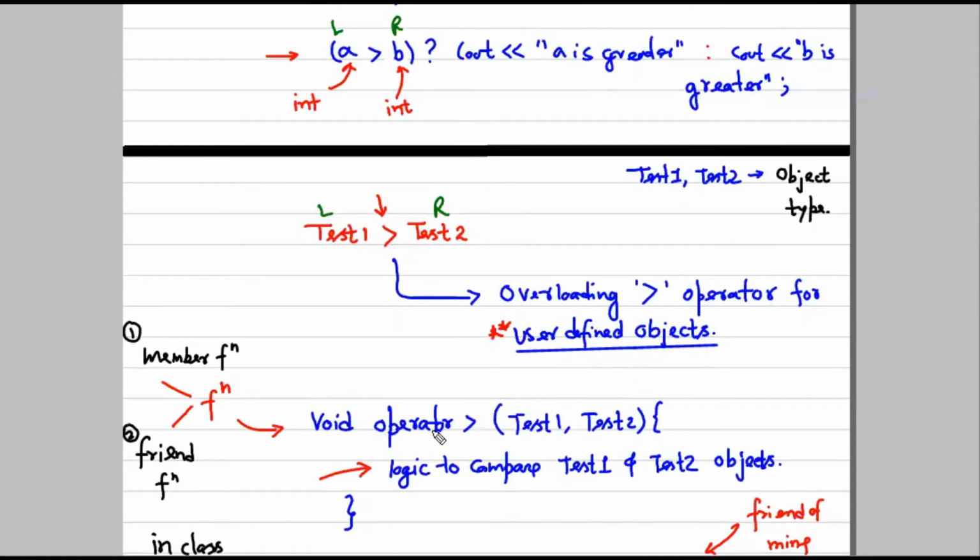Focus on this void operator. This is how you overload any operator. Then you pass the arguments. The first argument is the left hand operand, and the second one is the right hand operand, because this is a binary operator, not unary. In a unary operator, you need to pass only one argument, but in case of a binary operator, you have to pass two arguments.